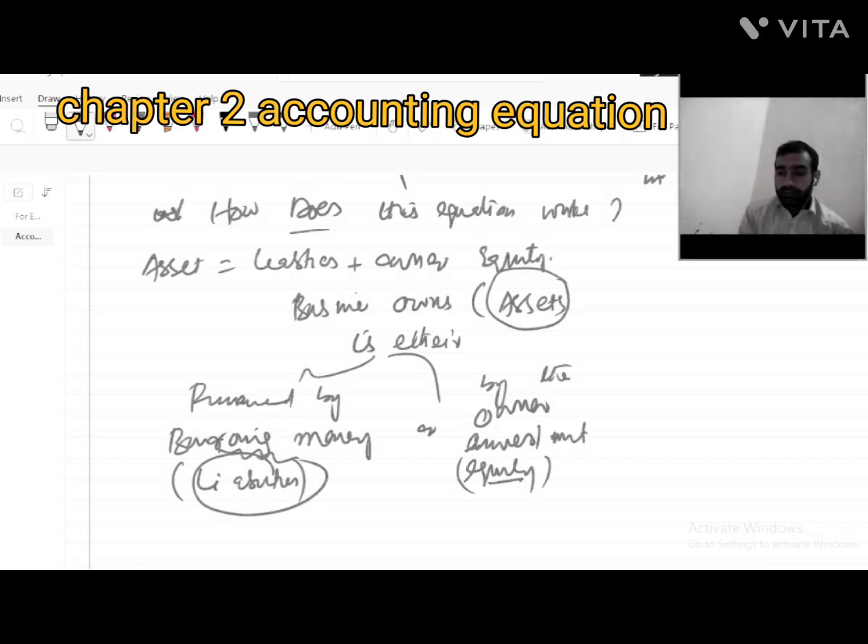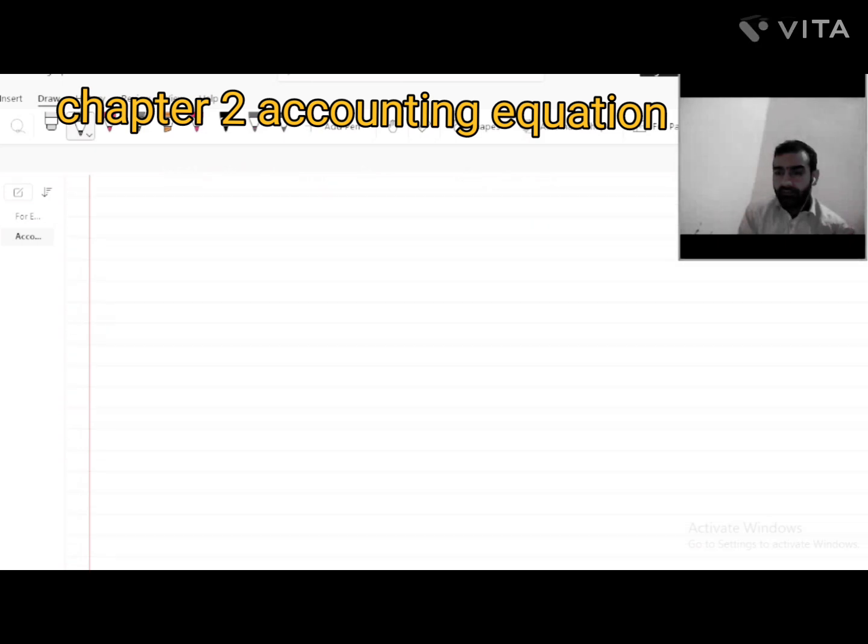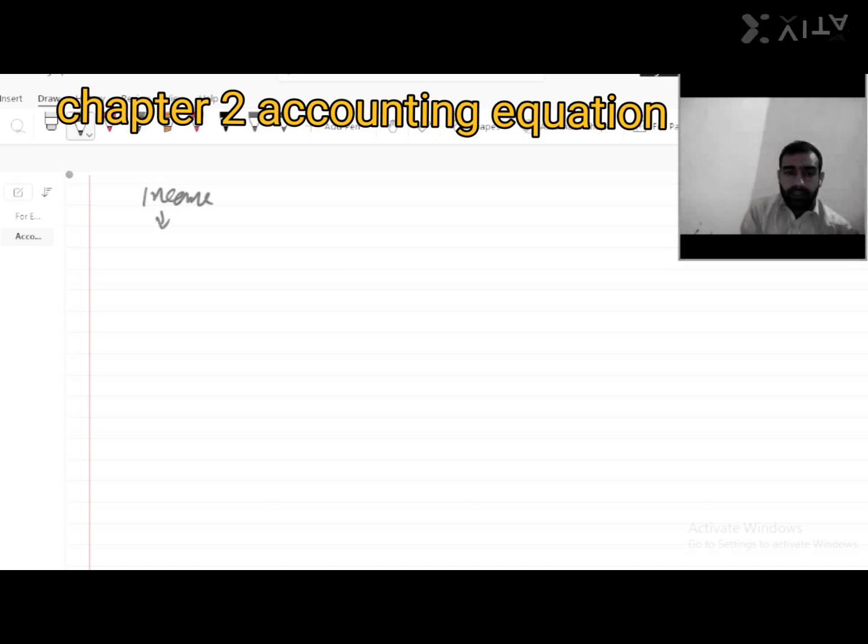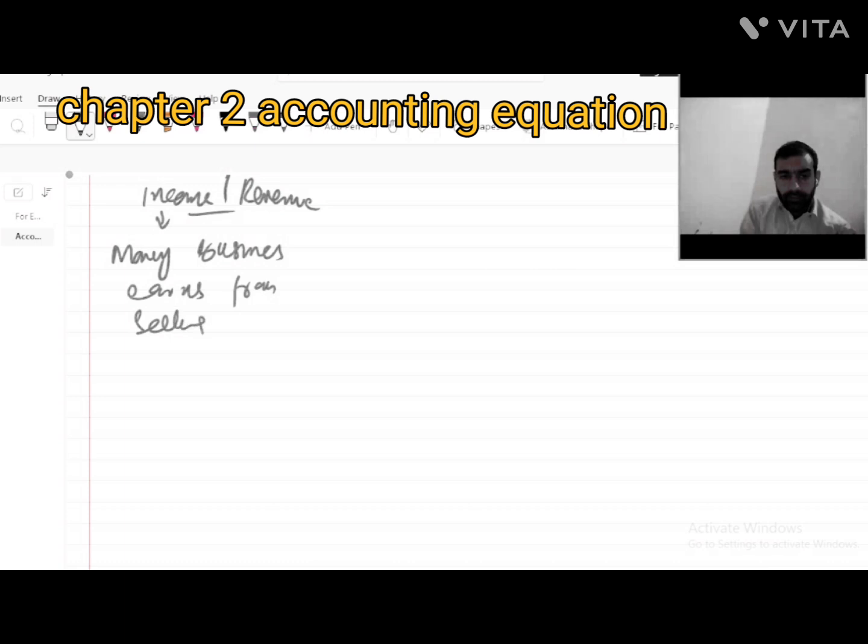Now we have some other terms that we need to explain before we read the study material, and that is income. The term income you will see many times in this book, again and again. There is another word, revenue, which is used interchangeably. The money a business earns from selling goods or services is your income, and that is your revenue.